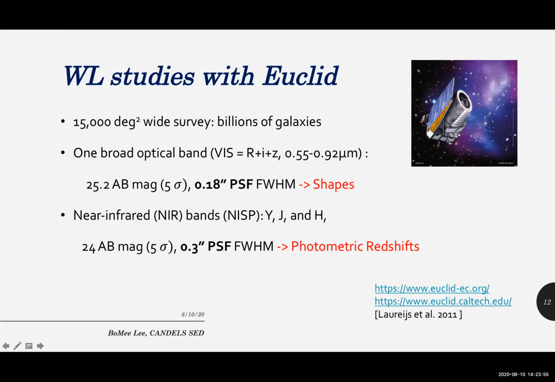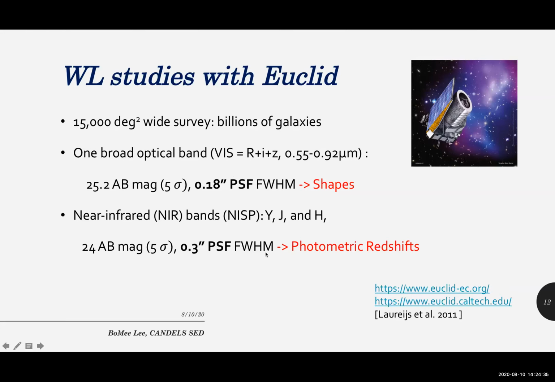Euclid has one broad optical band, VIS, covering the RIZ band, and 3 near-IR bands, the YJH bands. The optical band has a space-quality resolution of 0.18 arcsecond, and the depth is about 2.5 magnitudes shallower than the HST. Each near-IR band has slightly worse spatial resolution, a 0.3 arcsecond PSF full width at half maximum, and a sensitivity of 24 magnitude, which is about 1 magnitude shallower than the Euclid optical. So these three near-IR bands will be used to measure photometric redshifts for weak lensing.